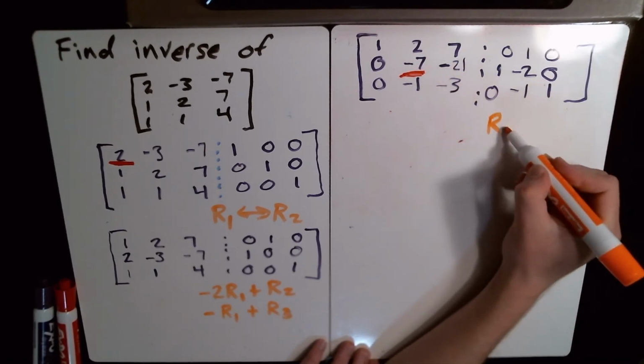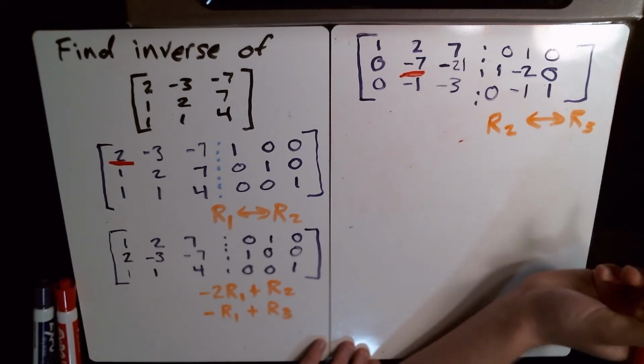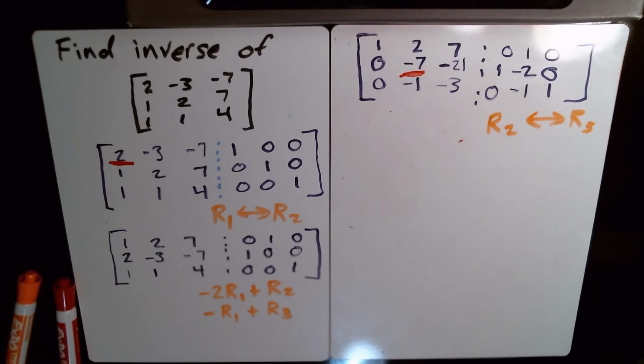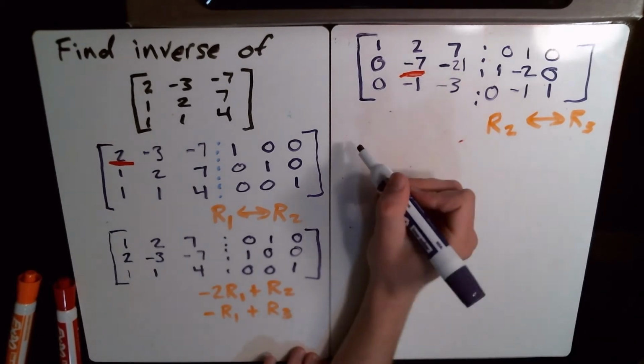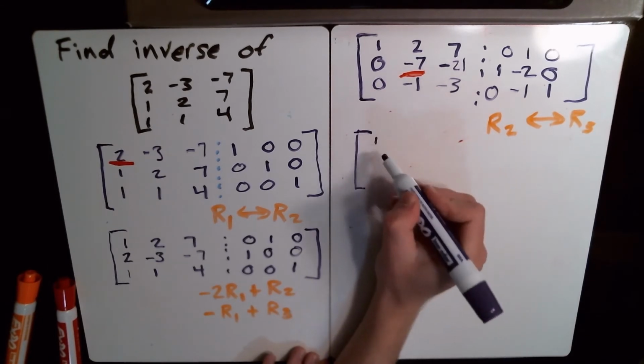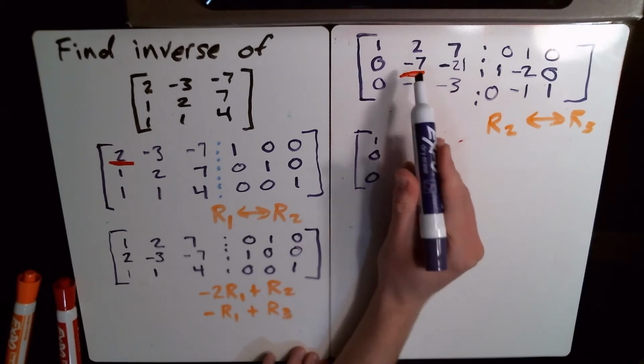So I'm going to do my second and third row, I'm going to switch them. And then we'll go from there. Okay, so I'm going to switch those because -1 is a little bit closer to 1 than 7 is. So I'll do that. So we're going to switch that up.